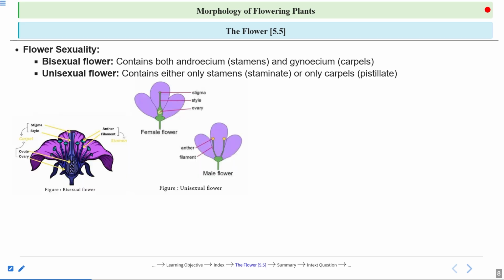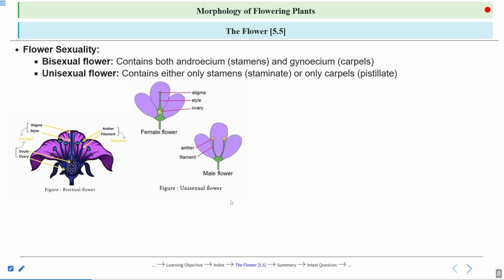So here you can see the bisexual flower. It has the stigma, style and ovary, that is the female reproductive organ, carpel. And here you can see they have the filament and anther, that is called stamen, the male reproductive organ. So both the sexes are present in the same flower, a bisexual flower.